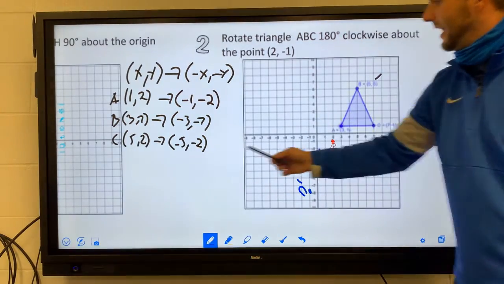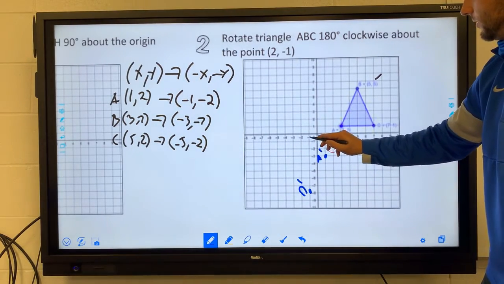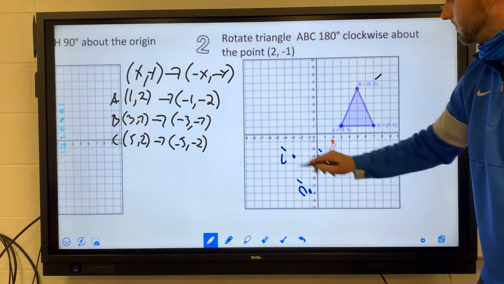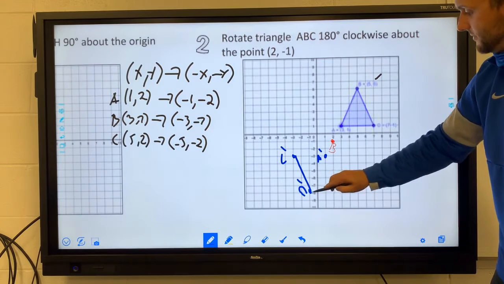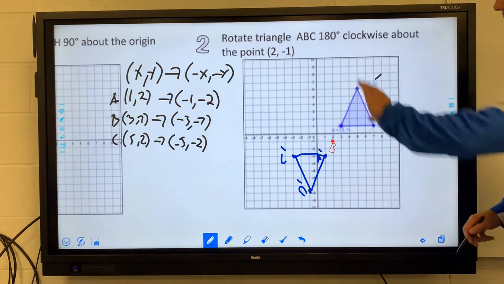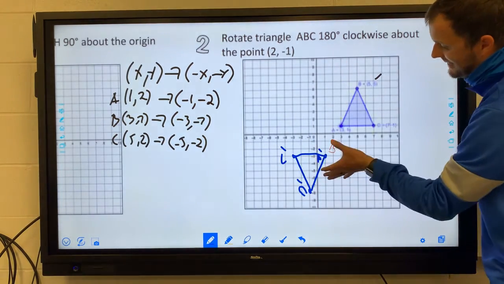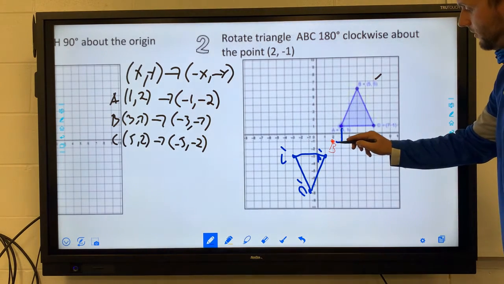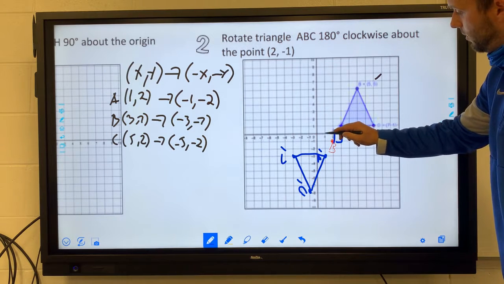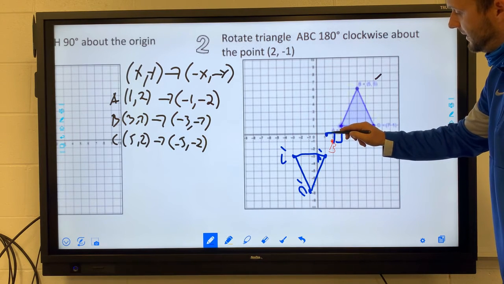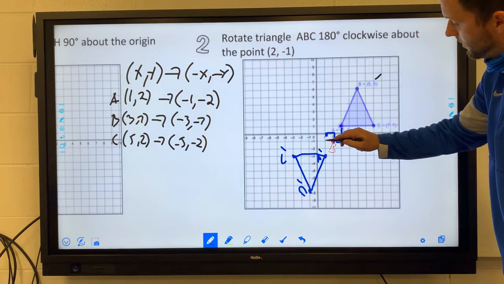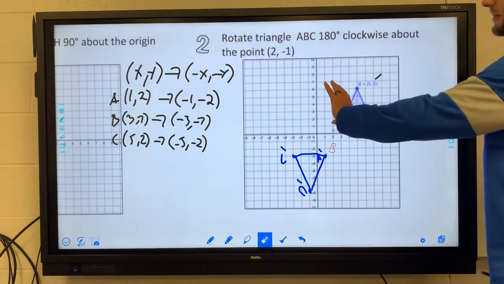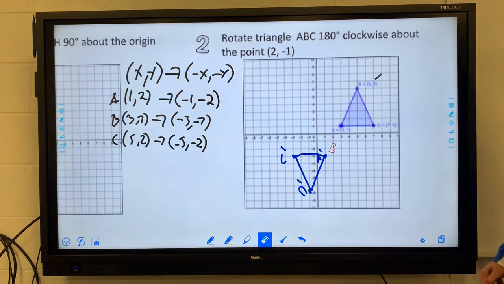Now lastly, I'm going -5, -2. So 1, 2, 3, 4, 5, then down 1, 2. So this is going to be C prime. If you look, I now have taken this triangle and rotated it 180 degrees around point B. Because if I go this direction, up and over, that would be 90 degrees. And then one more, up and down, that would be 180, okay? So ladies and gentlemen, I have now rotated that 180 degrees about that point.